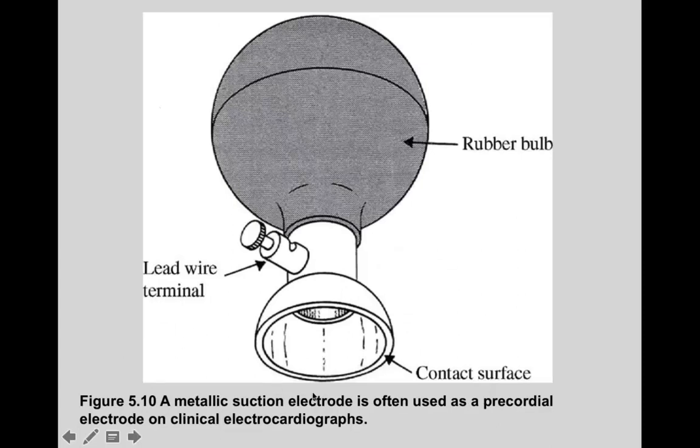Same here, suction electrode, sometimes used in clinical ECGs. Never seen this used either. The contact surface is here. Lead wire terminal is here, and so the suction is what's going to hold it in place and apply some pressure to hopefully reduce movement artifacts.